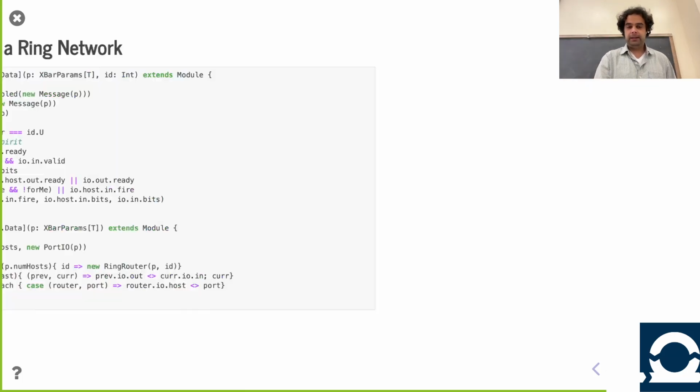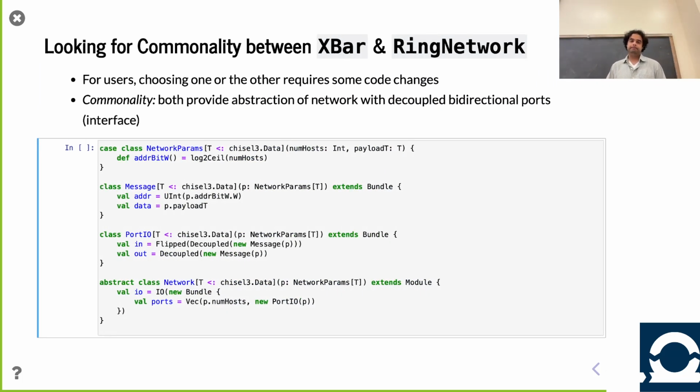Okay, so then we have the crossbar, we have the ring. They're both networks, right? So what can we do to share code and make things more productive, right? At the high level, both of them have this notion of a network with these bidirectional ports, from the host point of view. And so you can see how this comes together. Okay, we'll have this notion of a network parameter. A network just takes the number of hosts and a template for the payload, the message. Yeah, that checks out.